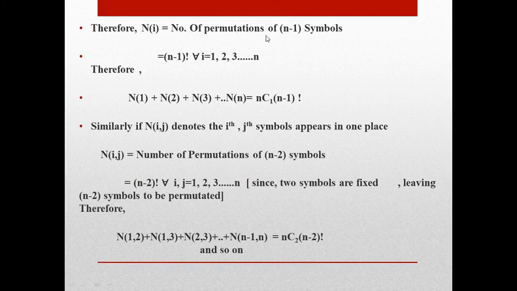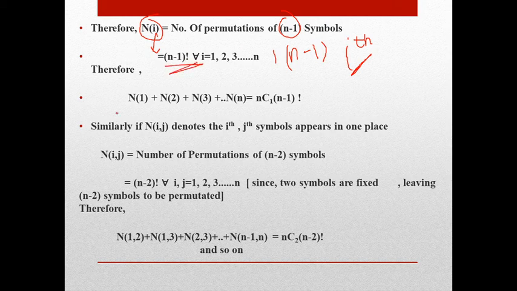Therefore, N of i is equal to the number of permutations of n minus 1 symbols. Why n minus 1 symbols? Because if you say N of i, the ith place is preserved. So if the ith place is preserved, then the remaining n minus 1 symbols can be permuted in n minus 1 factorial ways.